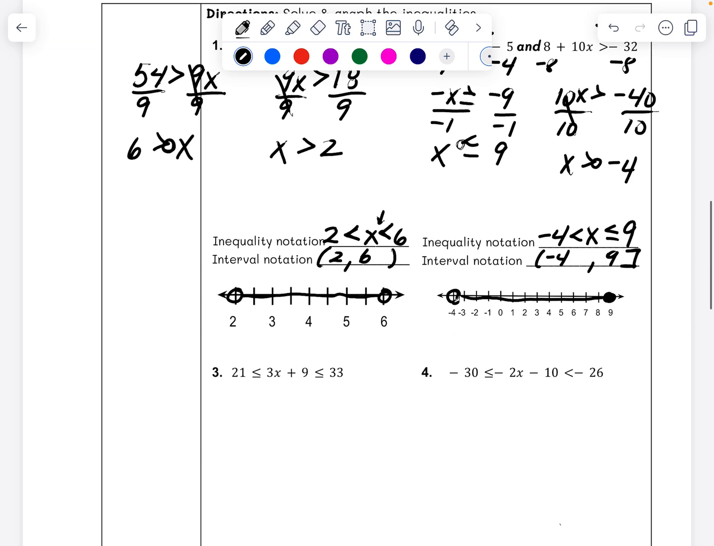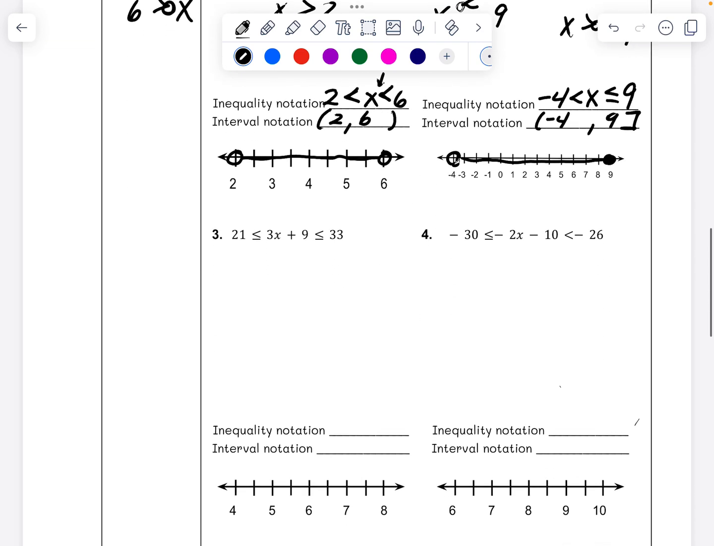All right, so example number 3. Now there's a lot more numbers than the first one, but keep in mind, anything to the left of that second inequality, that's your first one. Okay, that's your first one. 21 less than or equal to 3x plus 9. Okay, that is your first inequality you're going to solve.